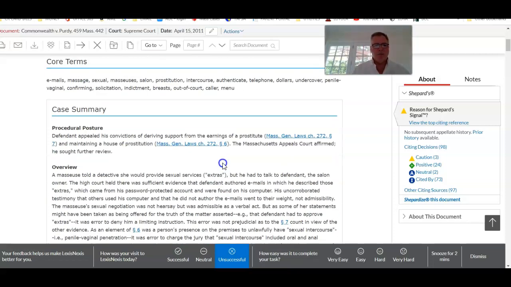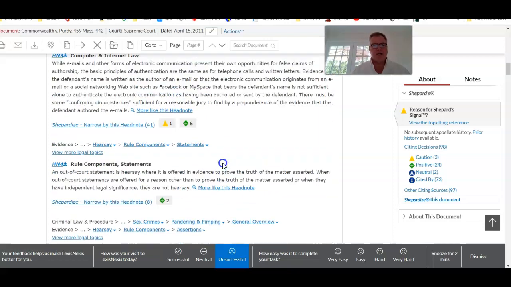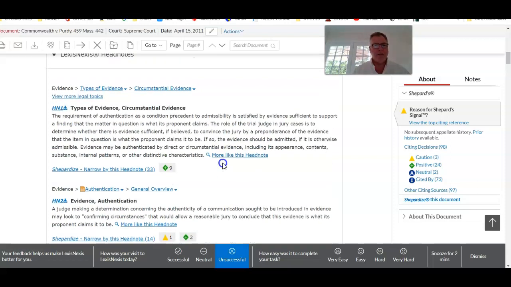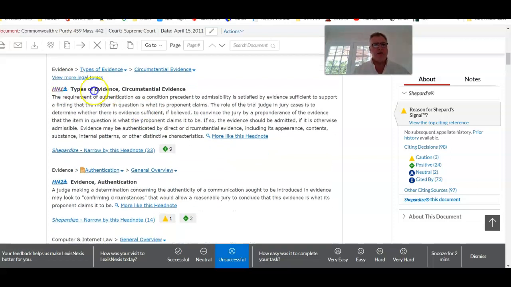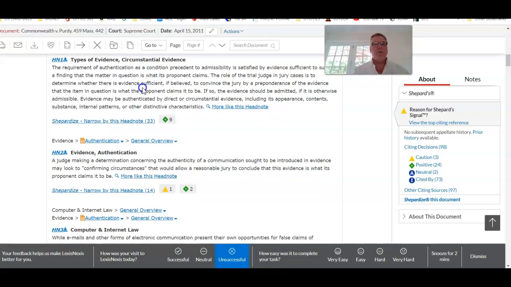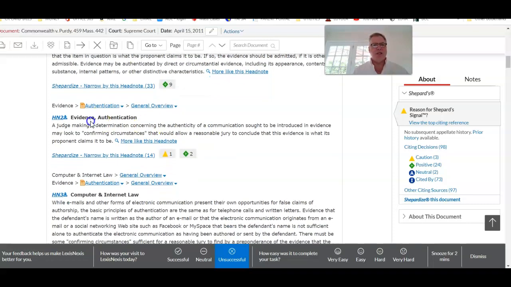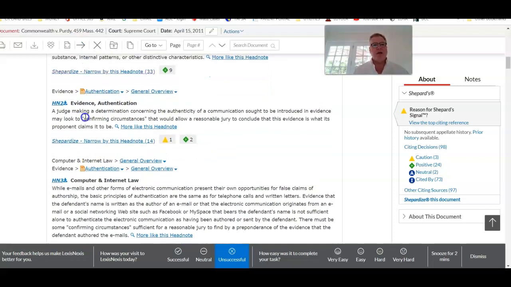All right. So I go through, I get Purdy, and I don't read Purdy. I don't sit there and read the entire case. A lot of the case I couldn't care less about. I care about the first 3 headnotes here. The first 3 headnotes deal with what I'm talking about. I can just read them. Here it is. The role of the trial judge in jury cases is to determine whether there is sufficient evidence, if believed, to convince a jury by a preponderance of the evidence that the item in question is what the proponent claims it to be. If so, the evidence should be admitted. So this deals with authentication. This also says authentication right here. I'm interested in this.